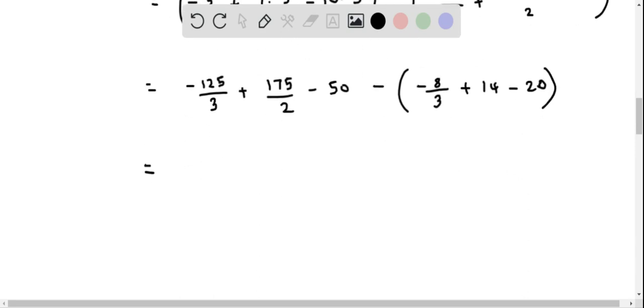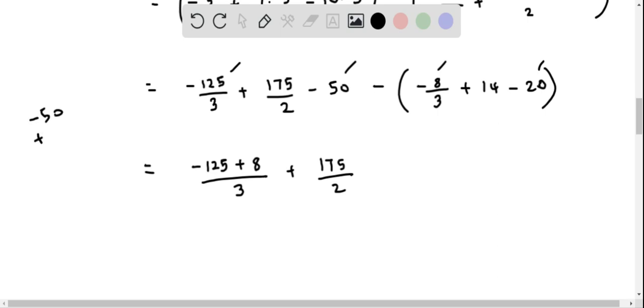So let's combine these two fractions first because they have the common denominator 3. So it will be negative 125, and negative of negative 8 is positive 8, over 3. And then I'm going to write down this fraction 175 by 2. And then we have a negative 50. This one is a positive 20, and this one is a negative 14. Simplifying this, we get negative 44. So I put negative 44 here.